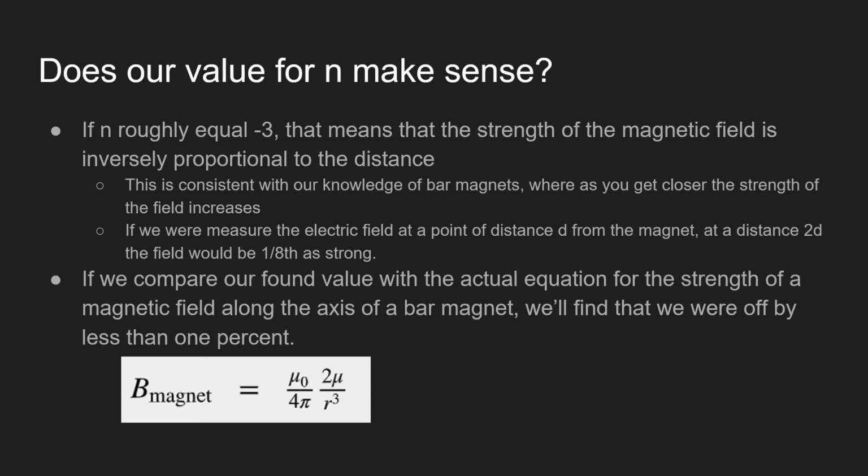If n is roughly equal to -3, that means that the strength of the magnetic field is inversely proportional to the distance, meaning that as our distance gets bigger, our field gets weaker. This is consistent with our knowledge of bar magnets, where as you get closer the strength of the field increases. However, this also means that if you were to say double the distance, it would only be an eighth as strong. And if we compare our value found with the actual equation for the strength of a bar magnet along its axis, we found that we were off by less than 1%.